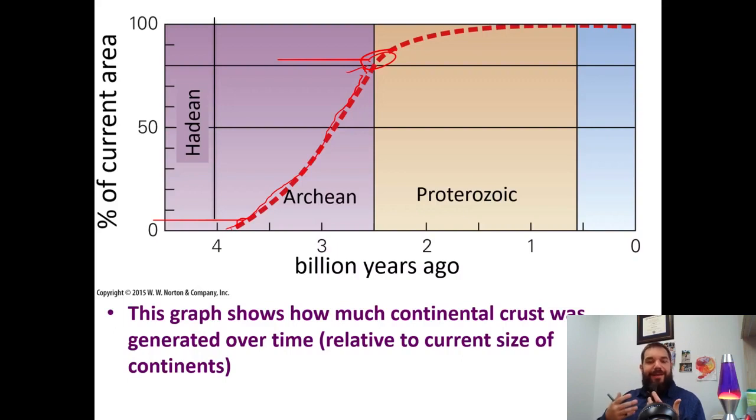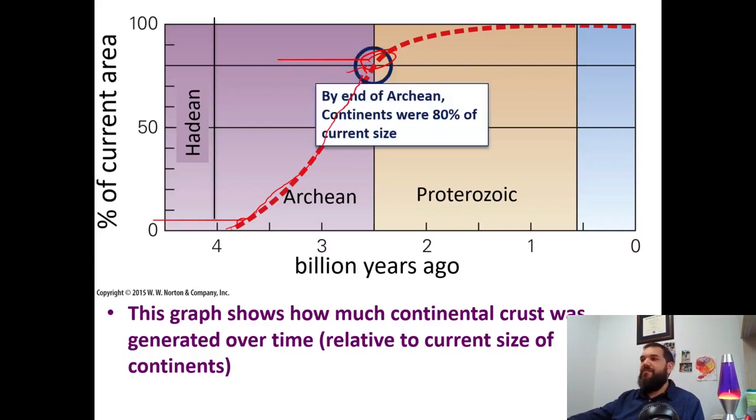So the Archean, again, when you think Archean, you should think continents. This is when the continents came into being. Okay, so by the end of the Archean, continents were 80% of the current size. Okay, that's why the average age of the continents is over 2.5 billion years old. Way older than the average seafloor. Average seafloor is maybe only at most 100 million years old. Maybe even less, 70 million years old. Average continental crust age is about 2.5 billion or so. So that's because most of the continent was created in the Archean.